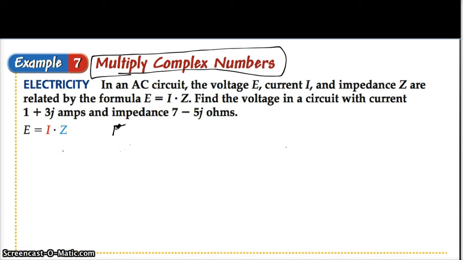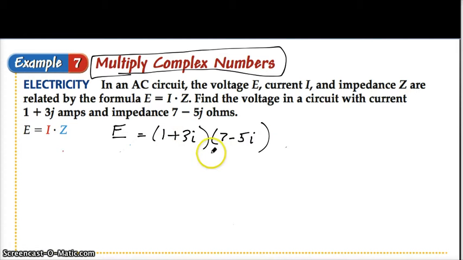So in this case, we're looking at E. We recognize the relationship is E, which we're looking for, is equal to I times Z. The voltage E is what we're looking for. The current is I, and the impedance is Z. The current, they told us, in this case is 1 plus 3i. And the impedance is 7 minus 5i ohms. And so now we're just going to multiply it together.